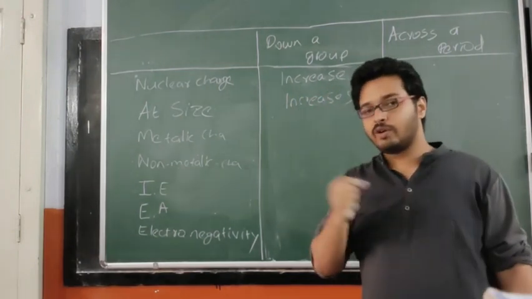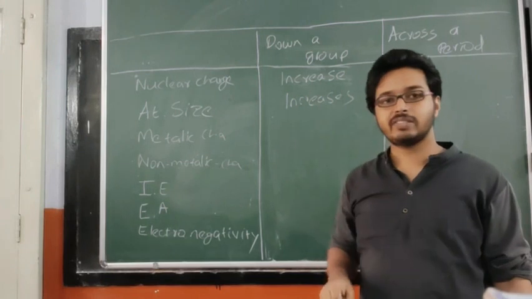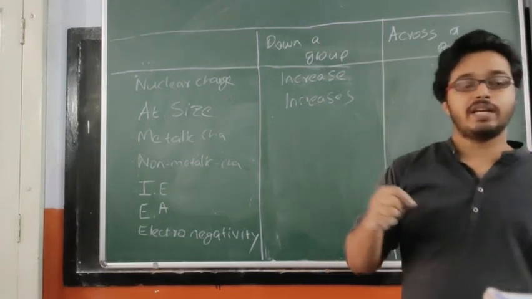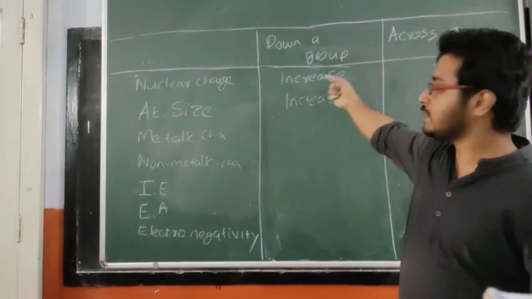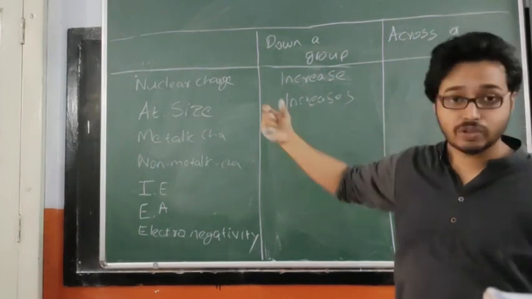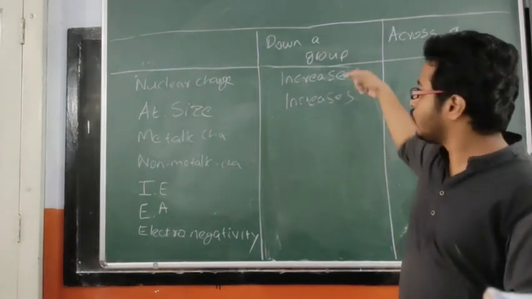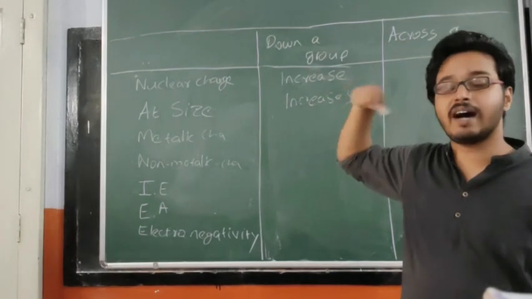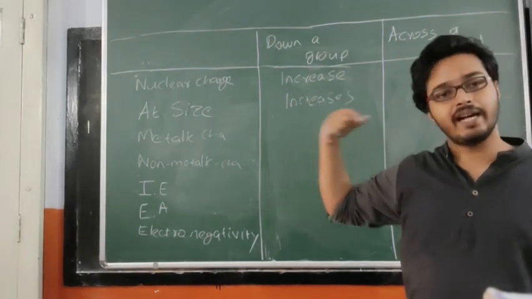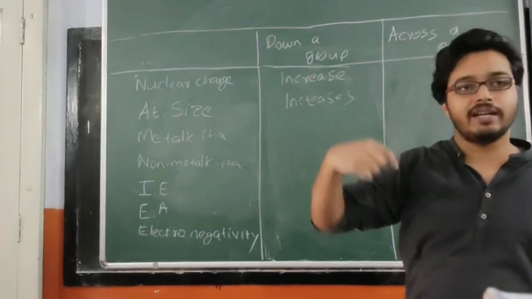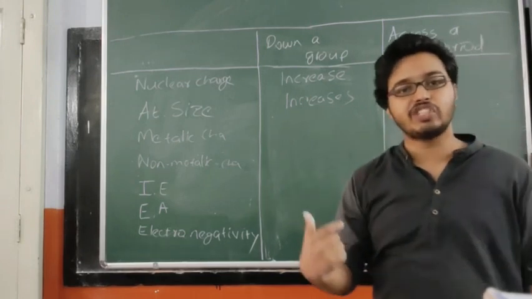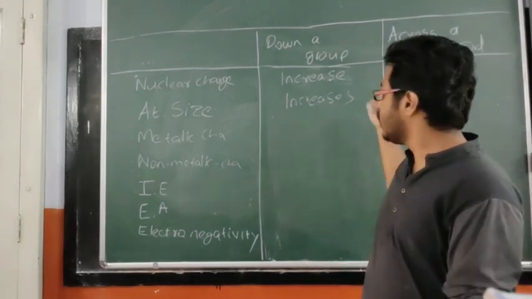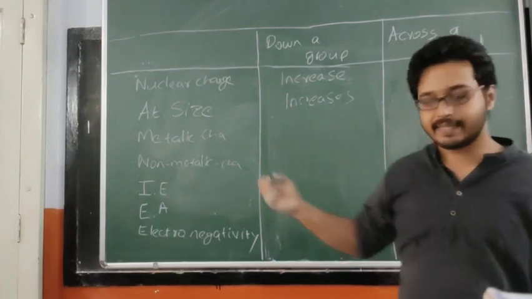Okay, so I hope you remember the conditions there. Even though nuclear charge is increasing, atomic size is also increasing. The reason is, even though nuclear charge is increasing, the other factor, that is the electron repulsion or the effect of having a new shell, dominates over the nuclear charge. You are supposed to write as such.